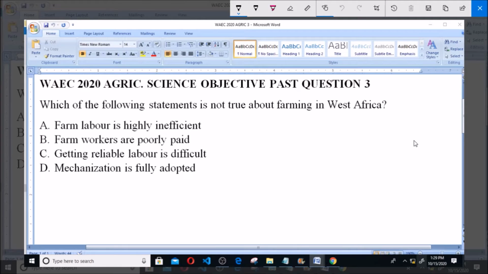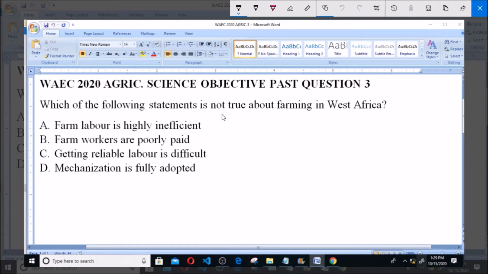Hello and welcome. I will be answering WAEC 2020 AGRIC Science Objective Past Question 3. Which of the following statements is not true about farming in West Africa? A. Farm labor is highly inefficient. B. Farm workers are poorly paid. C. Getting reliable labor is difficult. D. Mechanization is fully adopted.